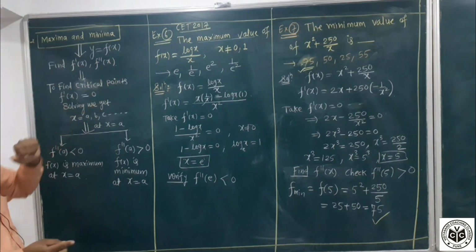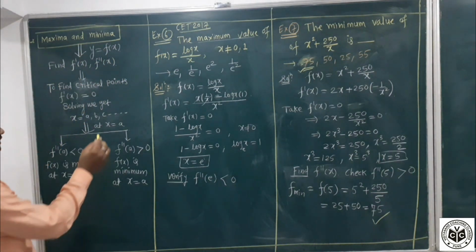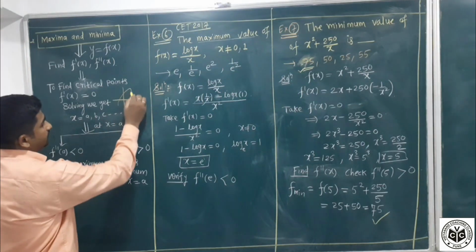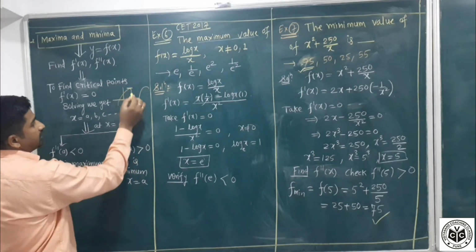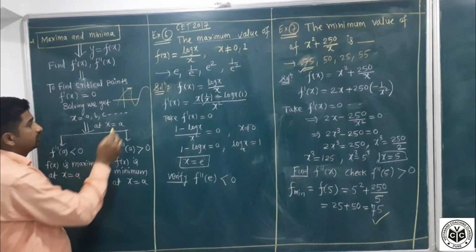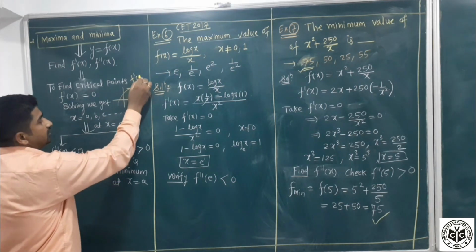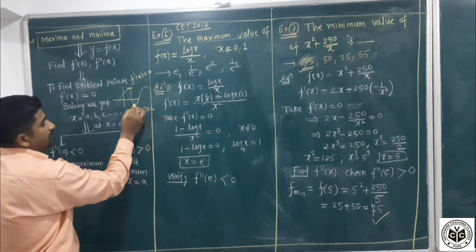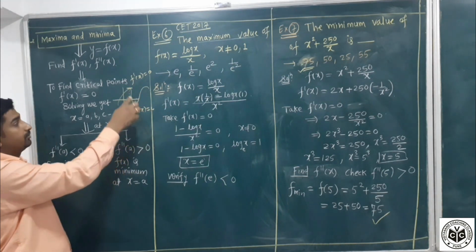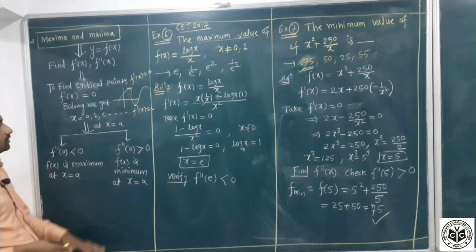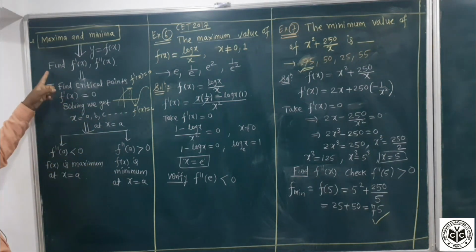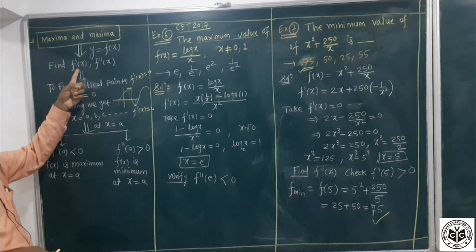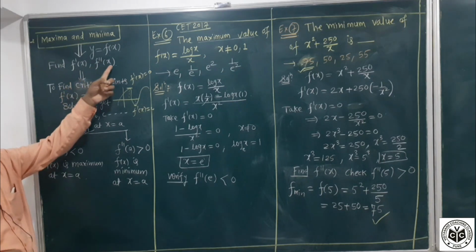How to find the maximum and minimum value of a function? Suppose we have this graph. In this case, where the slope is 0, means f dash of x is 0, there maxima or minima occurs. So the procedure is the same: firstly find f dash x and f double dash x, meaning first and second derivative.